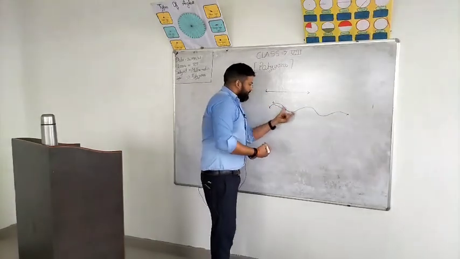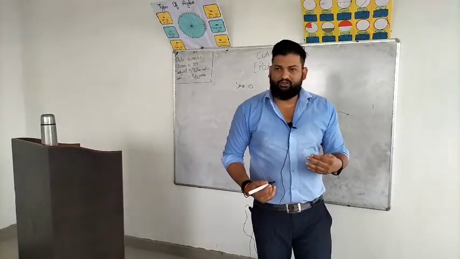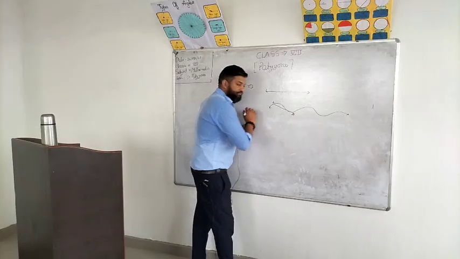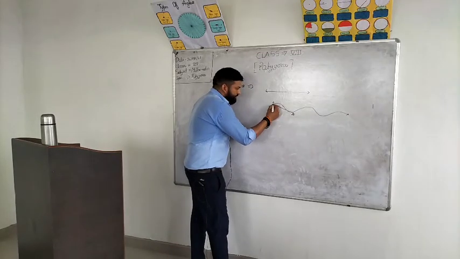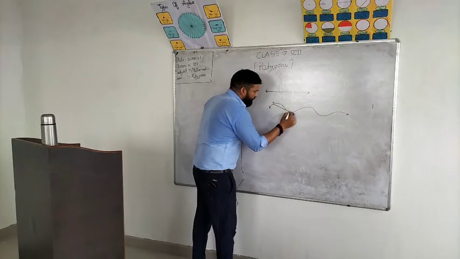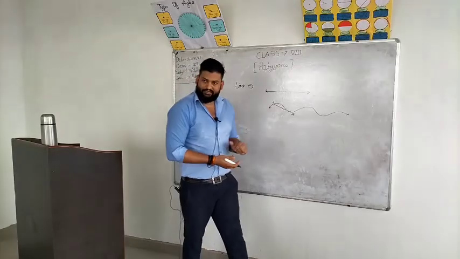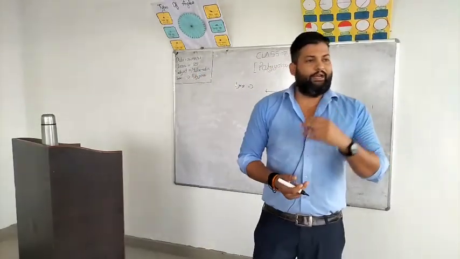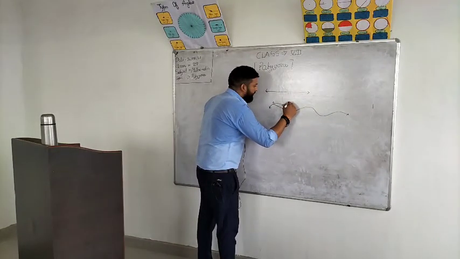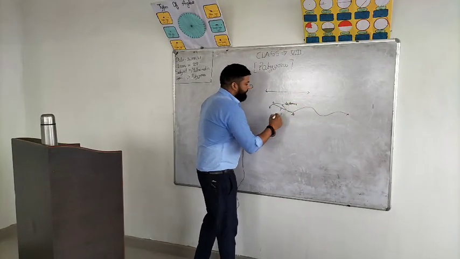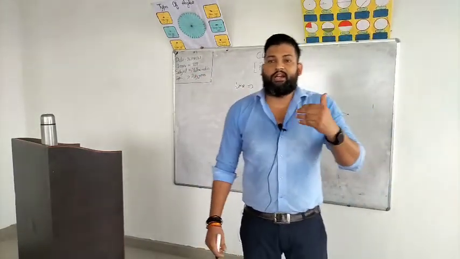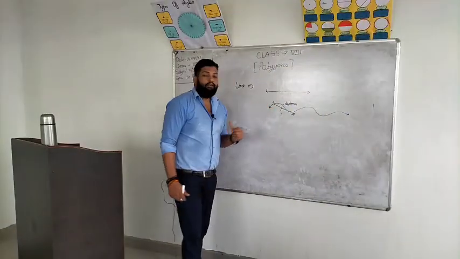From A to B, how many ways can we move? There are two ways: from A going around to B, and directly by the shortest distance from A to B. Both are distances, but what is the difference? In a curve line, this is called distance, and this is called displacement.